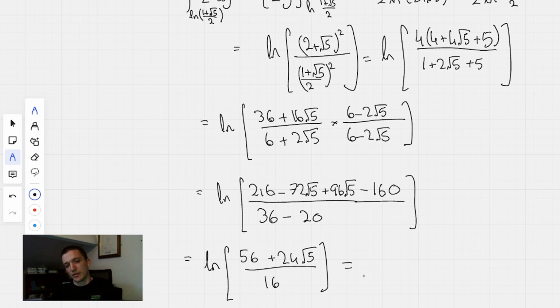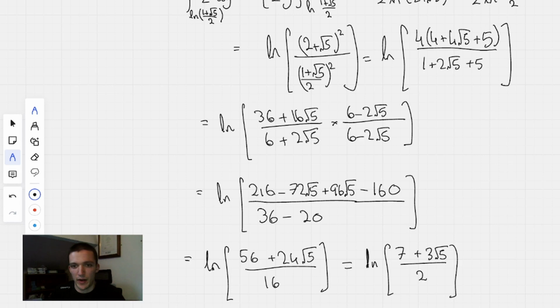Can we simplify this? Yes, we can. I believe we can divide everything by 4, or 8 actually. Let's divide everything by 8. That's going to be ln of, what's a funky L? ln of 7 plus 3 root 5 over 2.